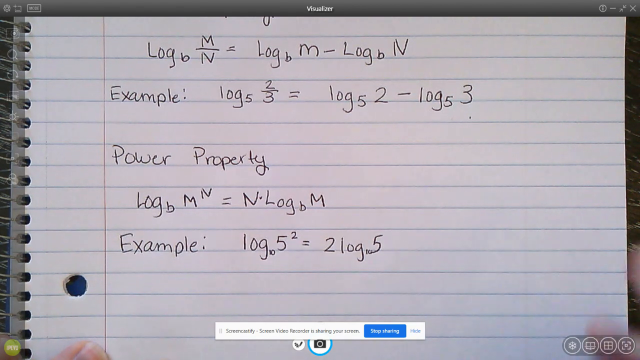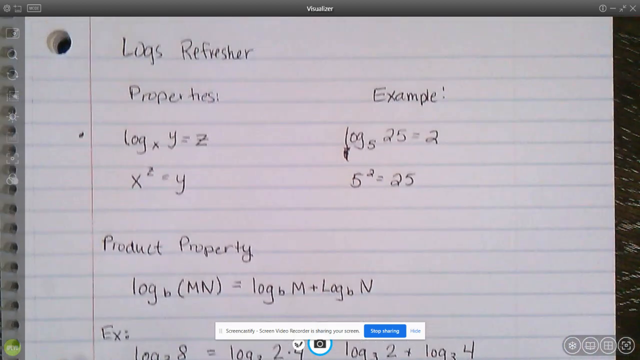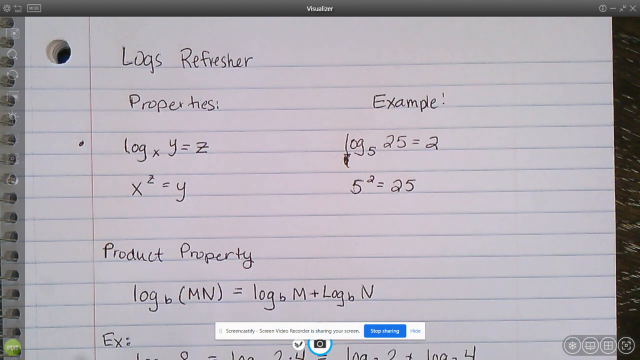Okay, and those are all of the things that you learned in Integrated 3. So there's going to be a worksheet that you need to complete on Schoology using these properties.